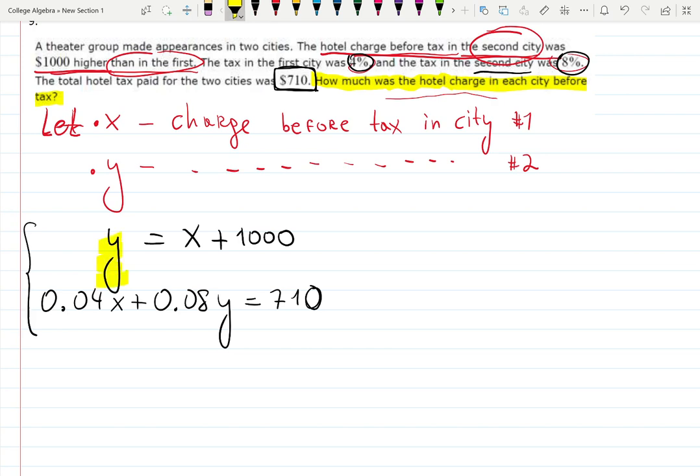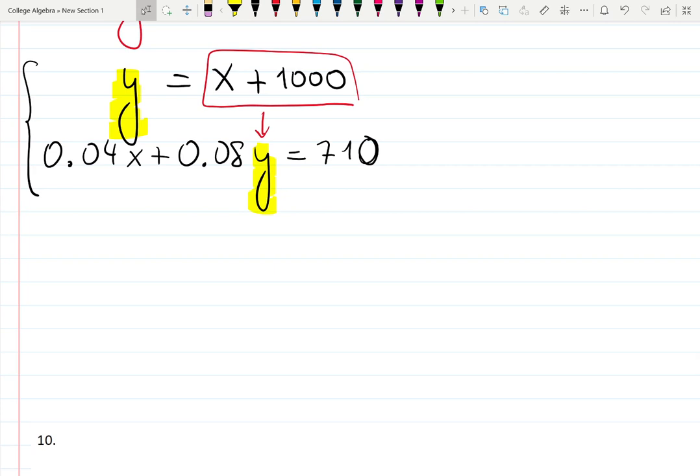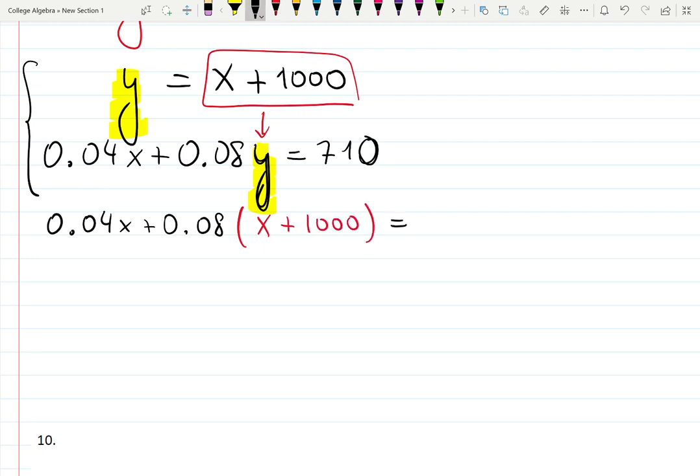Substitution method makes sense over here. I will take this Y and plug it over here. So I will take X plus 1,000 and plug it below. Now we know how to copy and paste. We just learned from other videos. Copy and paste X plus 1,000 over here. So it's going to be 0.04X plus 0.08 times (X plus 1,000) equals 710. Solve for X. First, let's distribute. There's a video on how we distribute everything carefully.